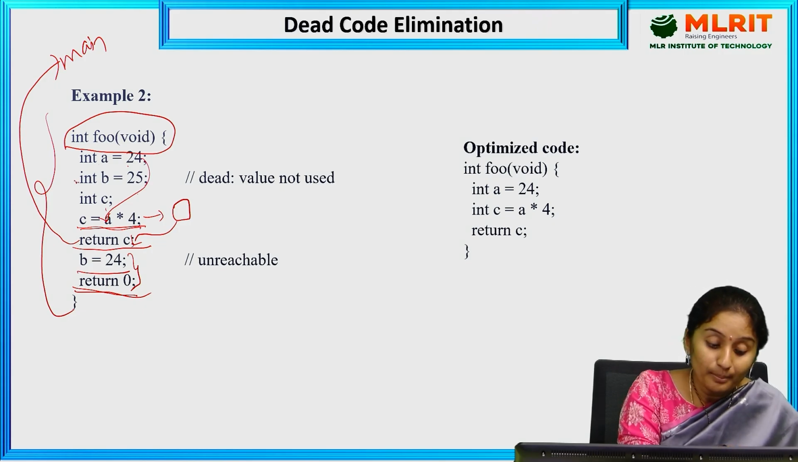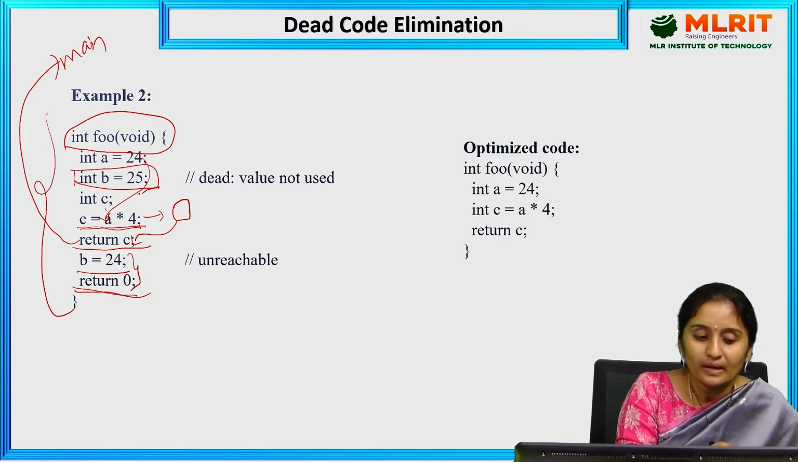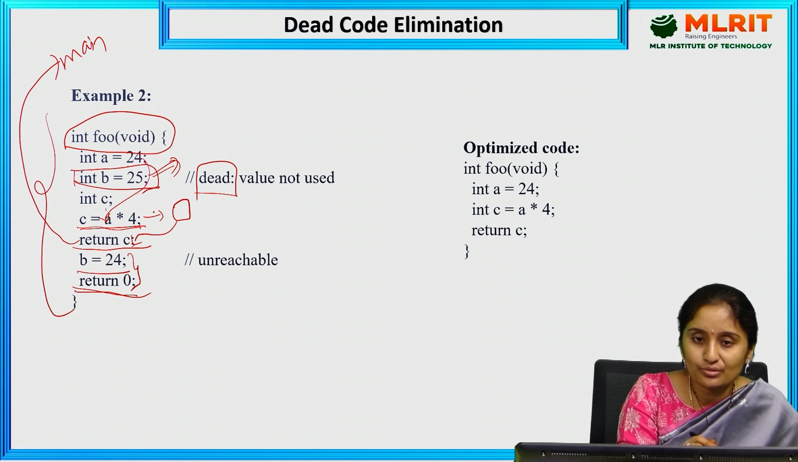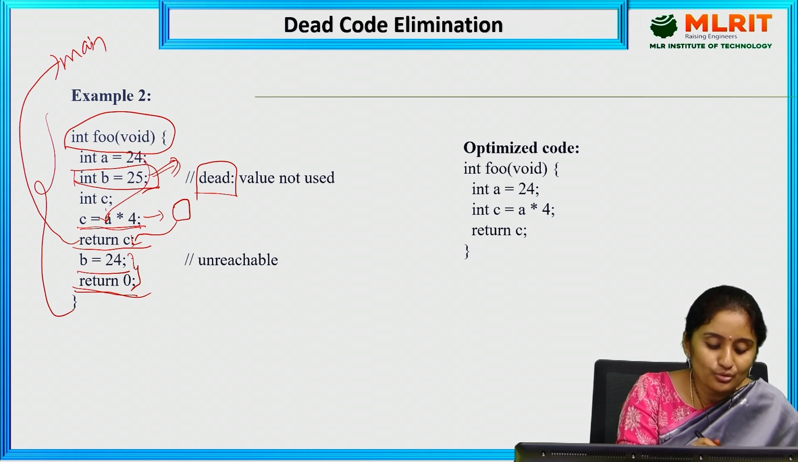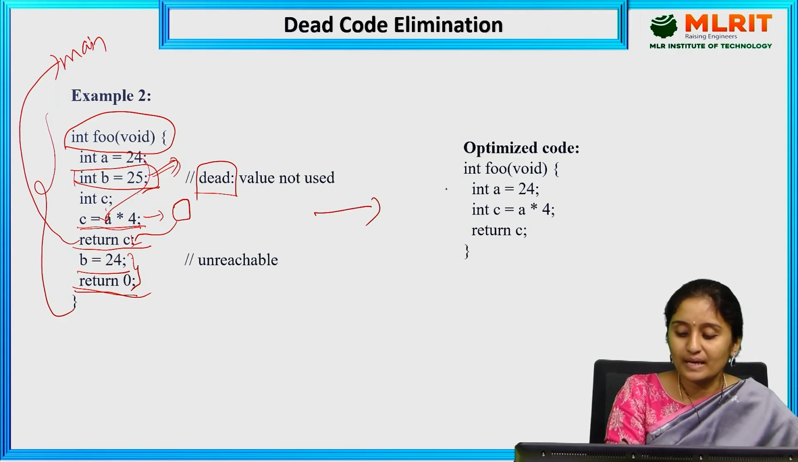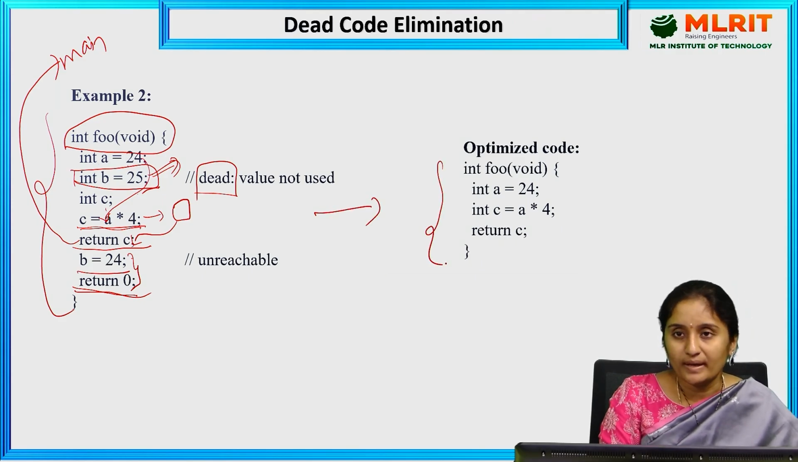And here b equal to 25, but I'm not going to use this b equal to 25 statement in my whole program. So with this statement, we can also call it unreachable code, or we can also call it dead code. These statements are never used over here. This statement and these last two statements are never used in this program. So we are going to eliminate these codes, and I'm going to get the optimized code.